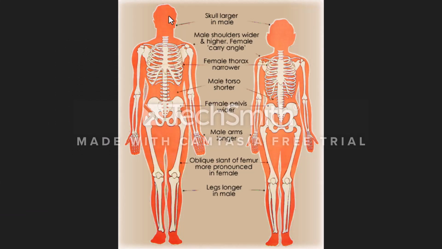Male versus female skeleton. The most important difference is found at the pelvis. The female pelvis is wider, flatter, and more circular to allow childbirth. Female skeletons are not as massive, and the female rib cage is more rounded and smaller.